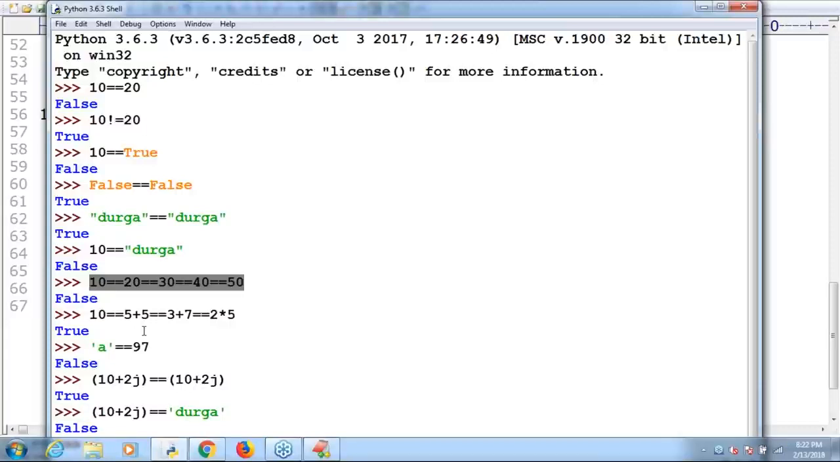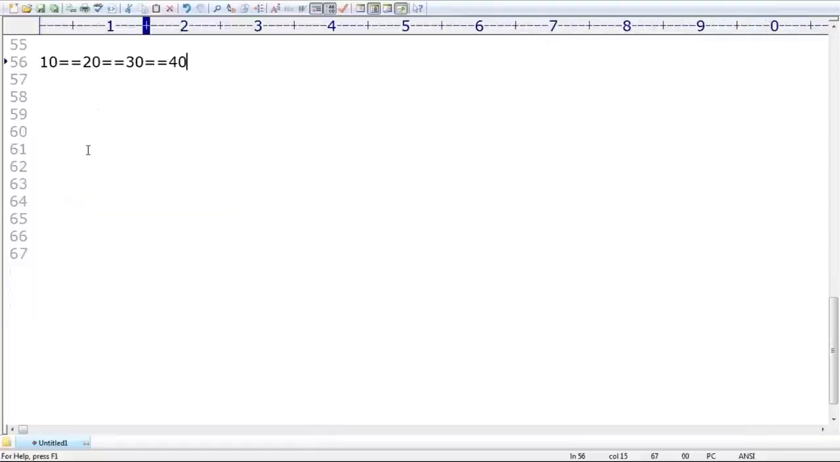Next, is the chaining operator applicable for equality or not? Yes, equality operator chaining is also possible. If all the conditions are true, then the result is True. If at least one condition is false, then automatically the result is False, sir. That's all. This is about equality operators. Still anyone having doubts? Please respond.